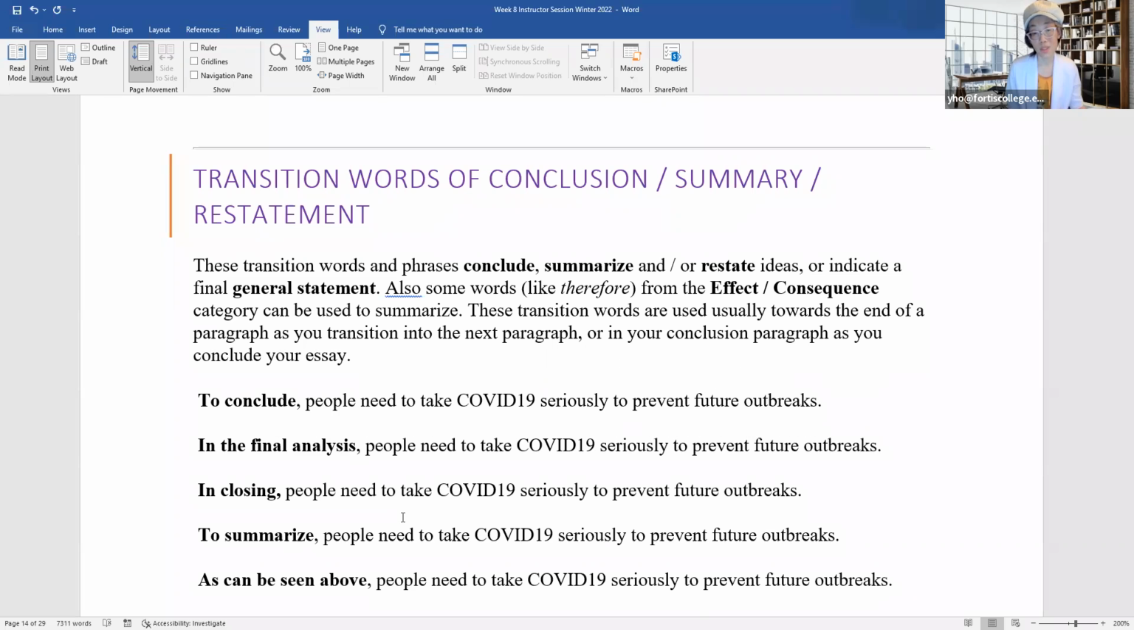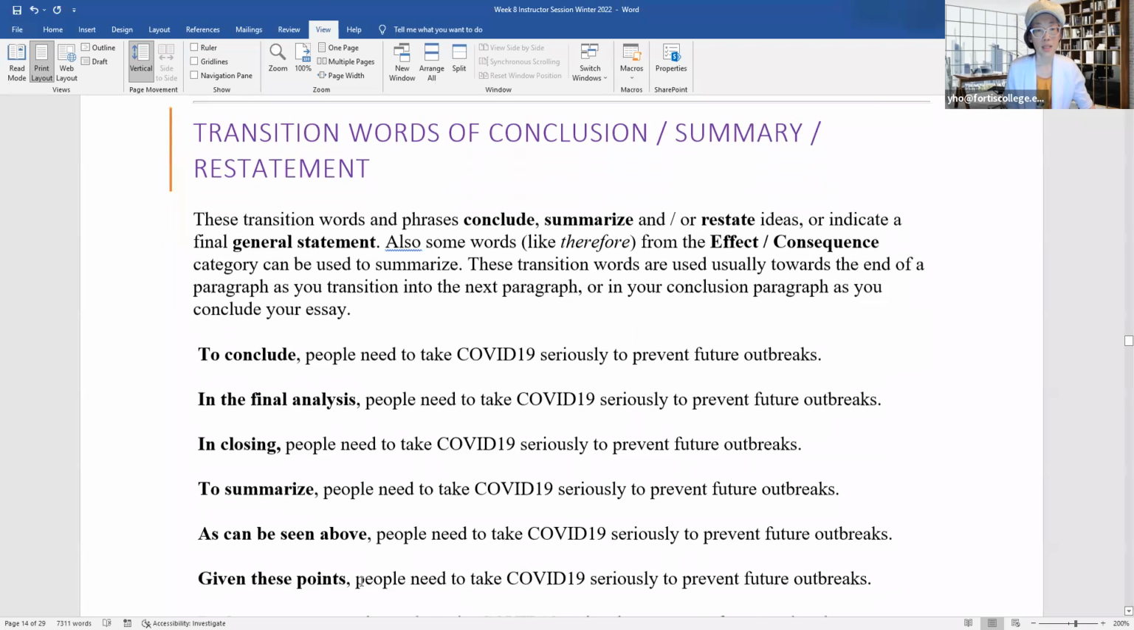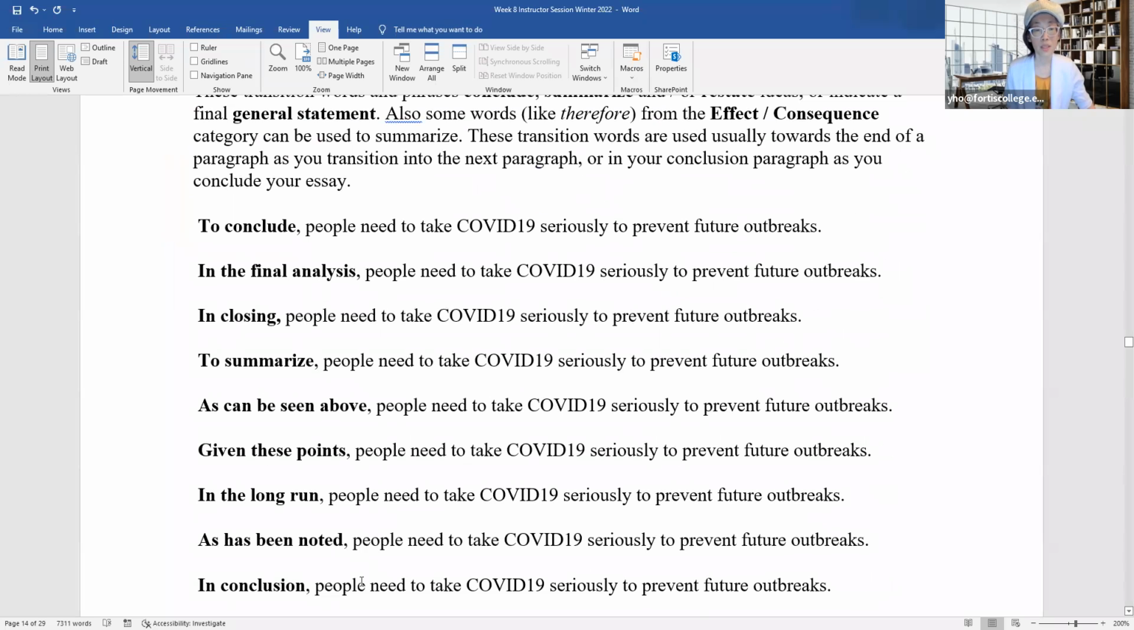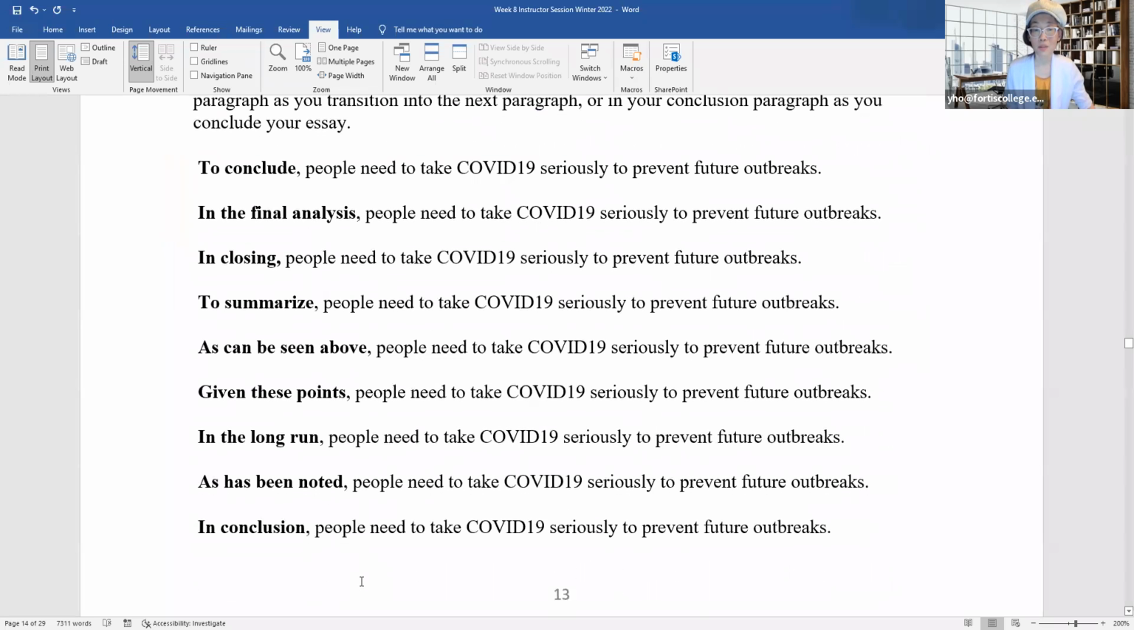And when someone says as can be seen above, they're talking about above as in the body paragraphs, because the reader would have just finished reading the body paragraphs. So as can be seen above, we talk about the preceding paragraphs. And then you could write, given these points, in the long run, as has been noted, and of course the old standby, in conclusion, gun control is not necessary, or abortion is immoral, or teachers should not have guns in their classrooms, or that sort of thing.